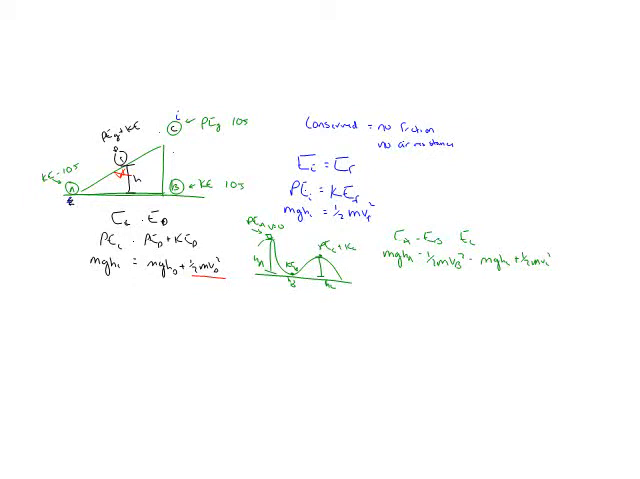Okay, other things that they talk about: skiing, pendulums, and springs. They're all like this. So you're just locating the energy based on its height, and then setting them all equal to each other. Each point's energy is equal to each other.